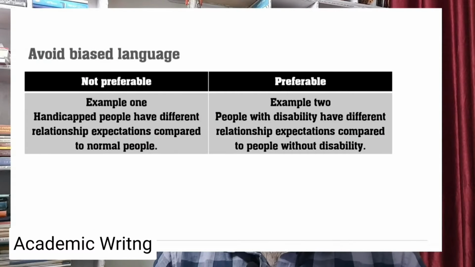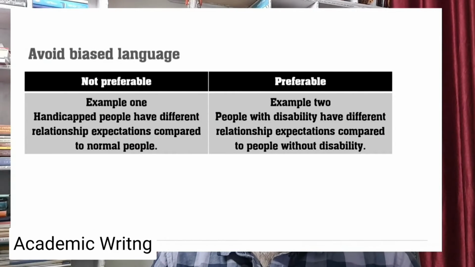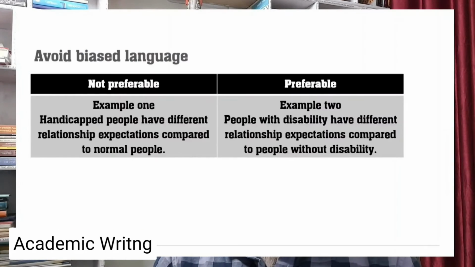But why should one avoid biased language? Because academic writing is informative. It is without prejudice. And your research writing will reach a large number of diverse audience spanning years and decades.